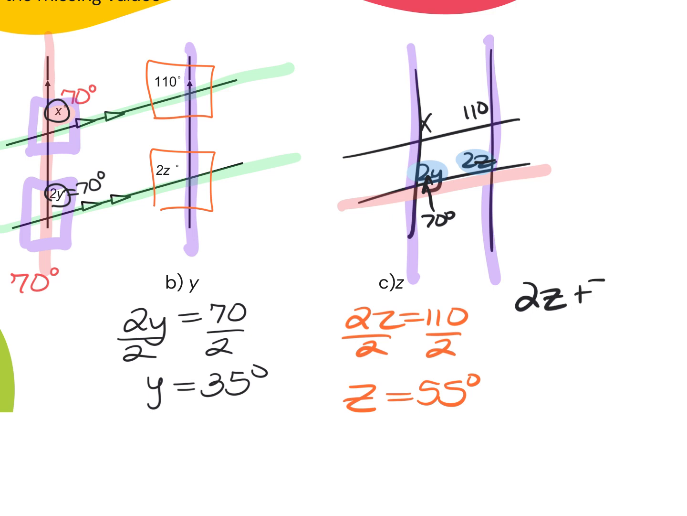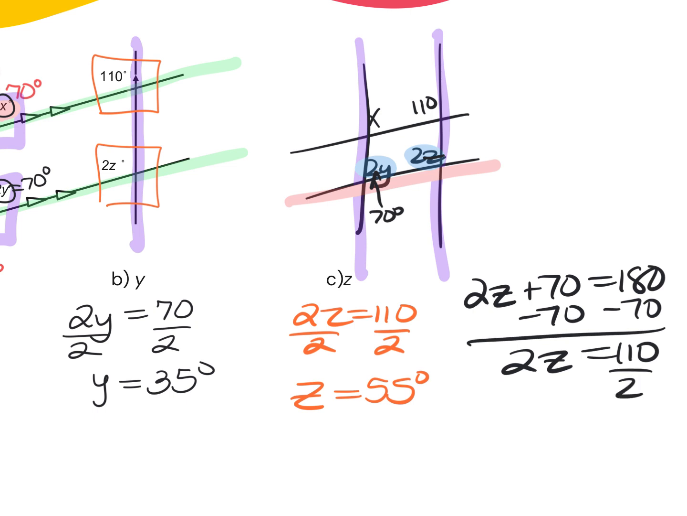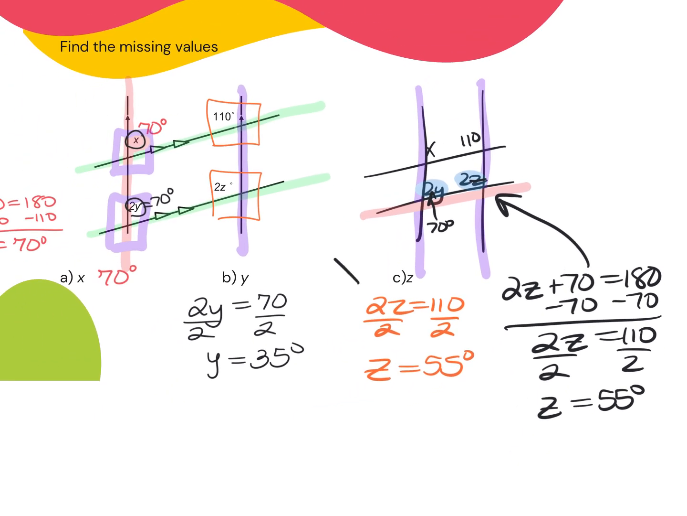So the other way to find z, you could have done 2z plus 70 equals 180. And then subtract: 2z equals 110, divide, and I still get z equals 55. This would have been doing it as consecutive interior. The first way I did it with the orange, that was corresponding. So sometimes when you have multiple parallel lines and multiple transversals, you can use any of the special angle pairs.